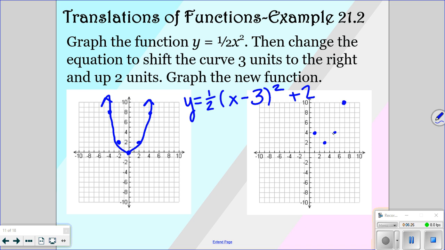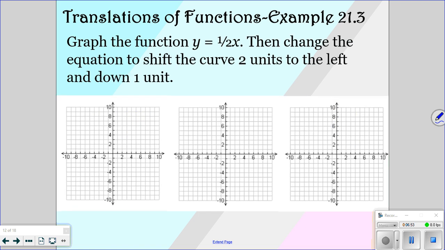You can start from here and then just go over 2 and up 6, or you can start from here and go over 4 and up 8 instead of having to plug them back in. Or you can plug them in if you would like to. So that would be my new graph. Same shape, it's just pushed a little bit around on the graph.